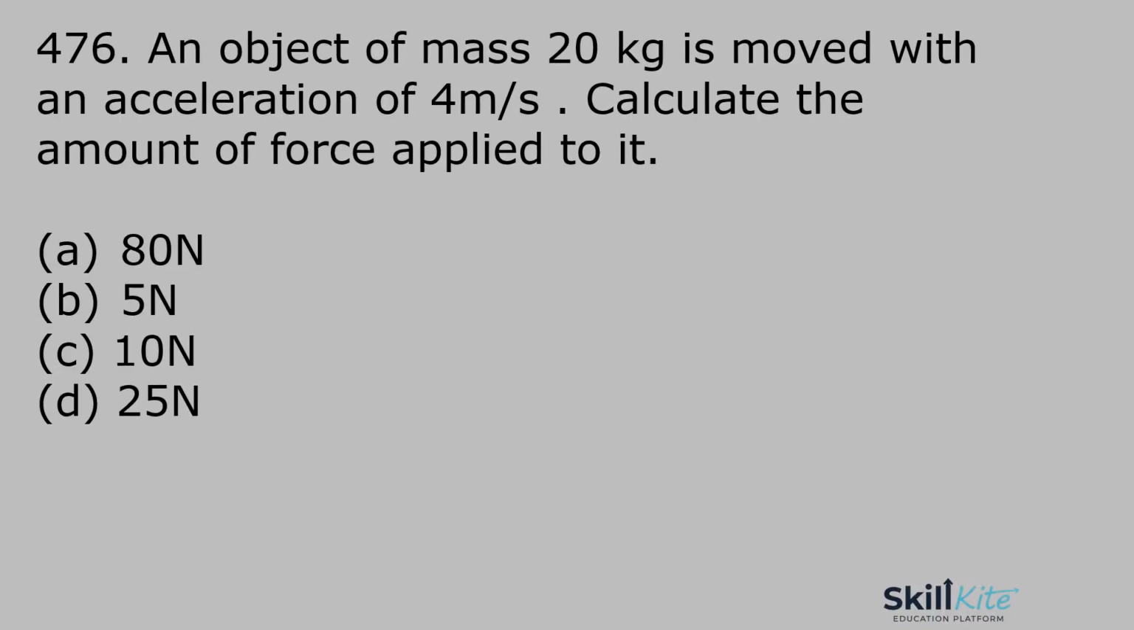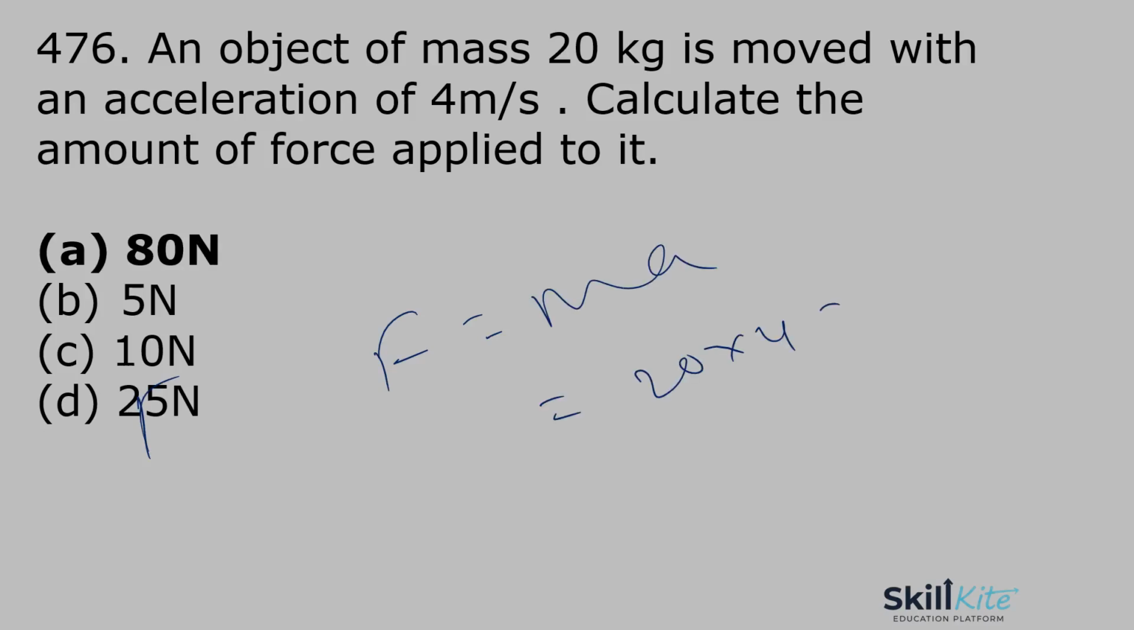An object of mass 20 kg is moved with an acceleration. Calculate the amount of force. It is 80 newton. Okay, so F equals ma. Okay, 20 into 4, that is 80 newton. It is a simple one, no need to do the calculation, we can say it directly by looking. Okay.